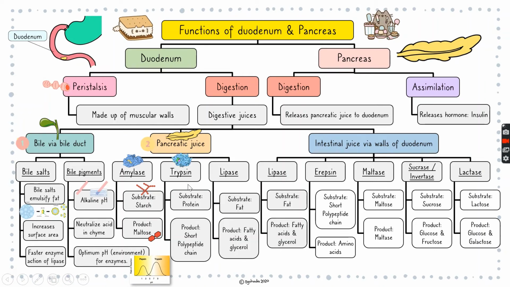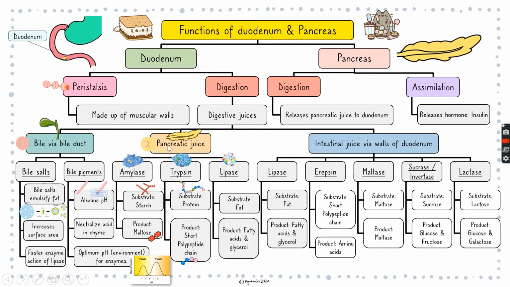Trypsin is actually a protease, but this one comes from the pancreatic juice. That's why the pH is different from the protease found in the stomach, which is pepsin. Trypsin acts similarly, in that they break down protein to form short polypeptide chains.